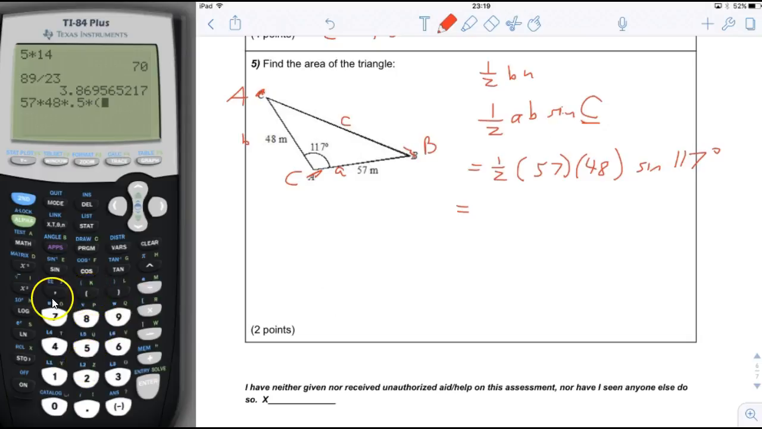Okay, sine of 117. 1,218. So I only need 3 significant figures, so I'm going to put 1220. Okay, but if I wanted to, I could put more digits here. 8, 9, 7. But I only need the first 3 significant figures. And that's it.